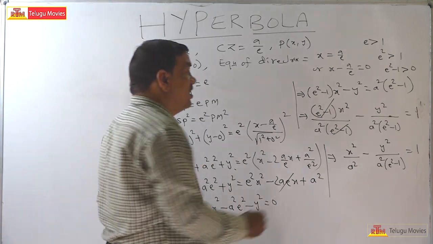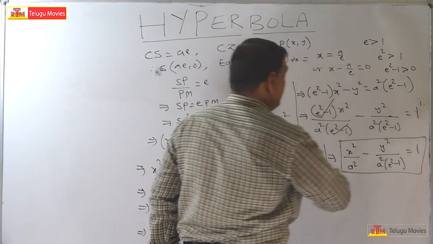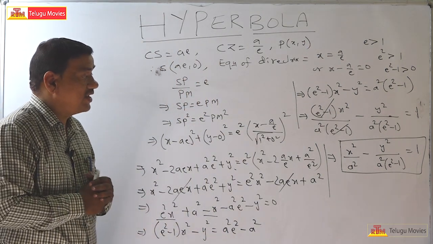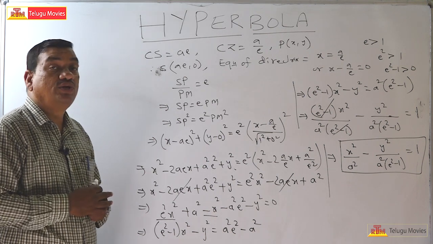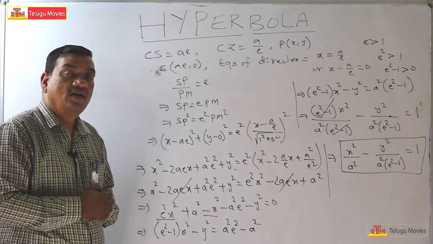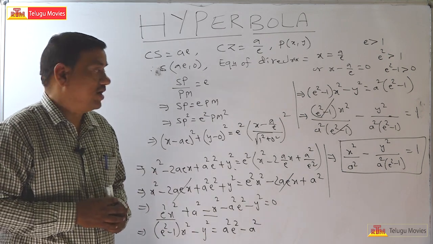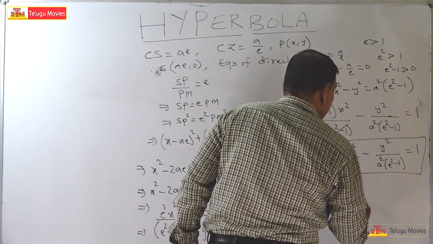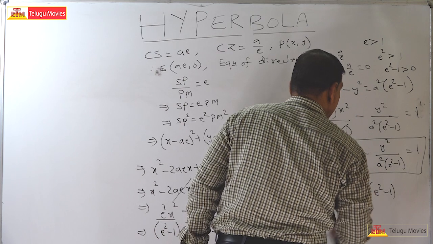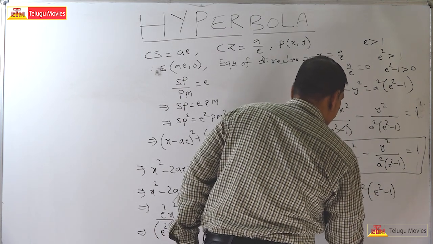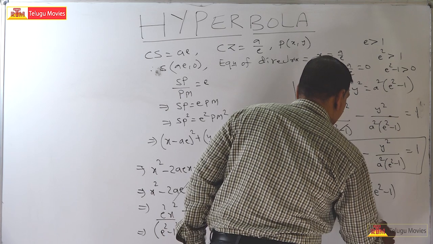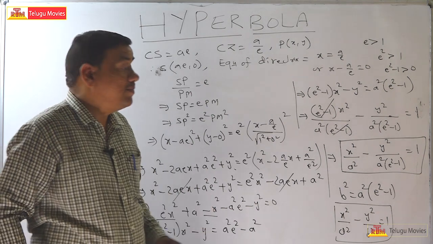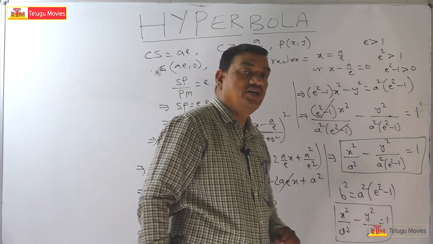Actually, this is the equation of the hyperbola, sorry, that is x square by a square minus y square by a square into e square minus 1 is equal to 1. So, this is the equation of the hyperbola. So, for our convenience sake, let us write b square is equal to a square into e square minus 1. Therefore, x square by a square minus y square by b square is equal to 1. This is the equation of the hyperbola, where b square is equal to a square into e square minus 1.